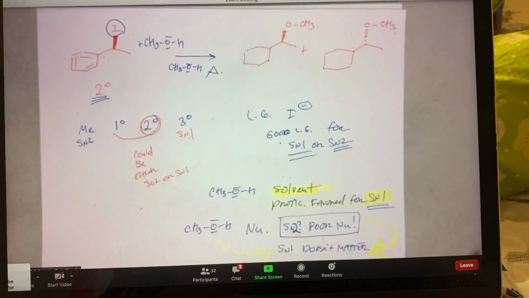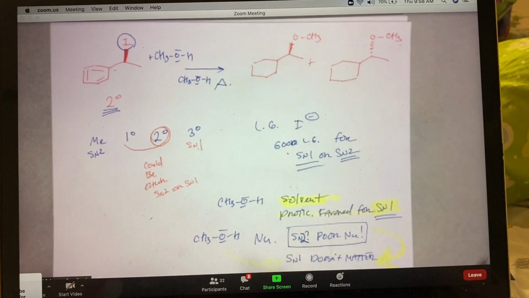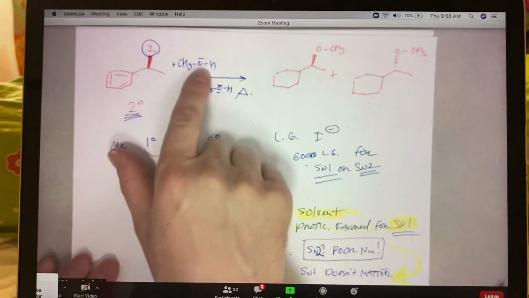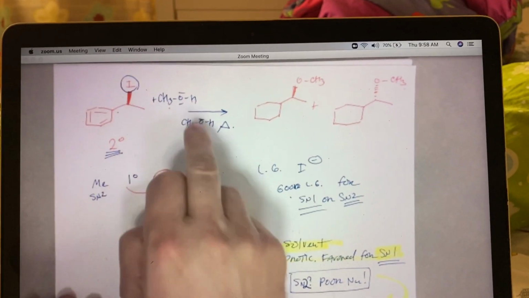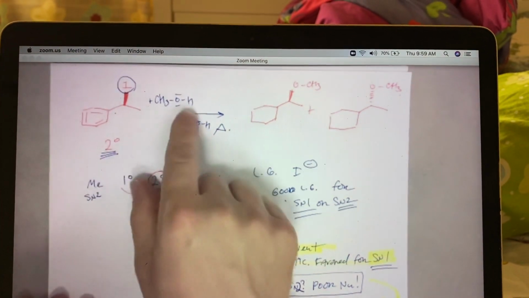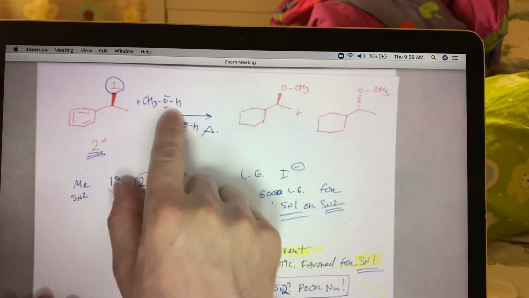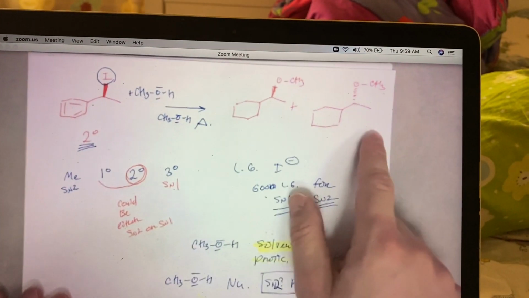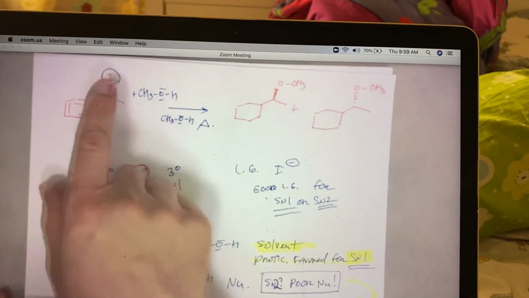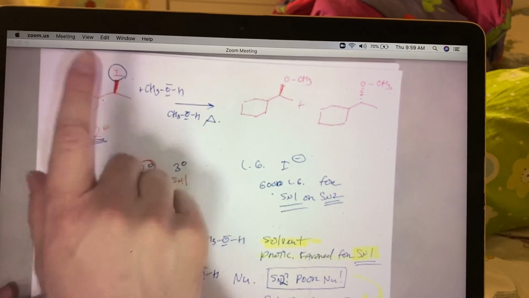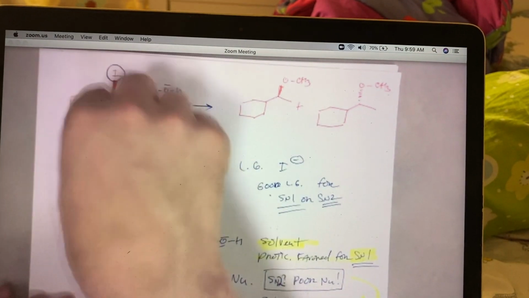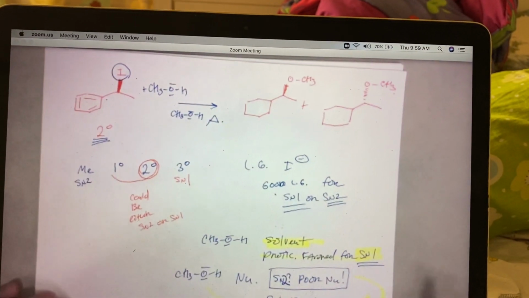And if you didn't, you can definitely practice this on your own as a mechanism. Make this group leave. You have a secondary carbocation. Add methanol to it. It will have an oxonium ion, or an acidic proton here that we have to pluck off in the second acid-base step. And we'll get to these two products because the carbocation is flat. The p orbital is 50% up, 50% down. Methanol will have a 50% chance of coming from the top, 50% chance of coming from the bottom.